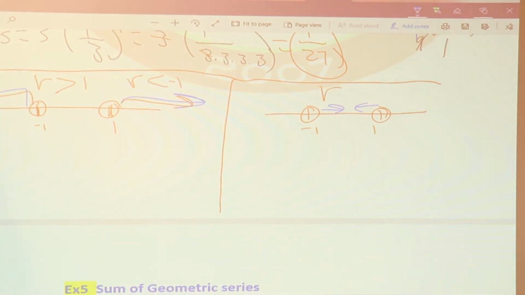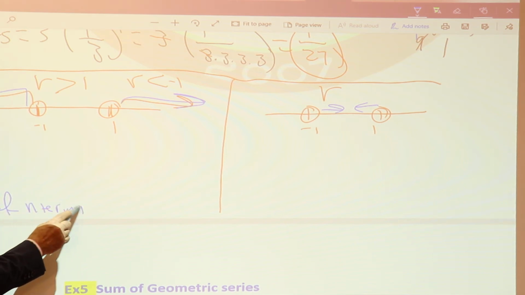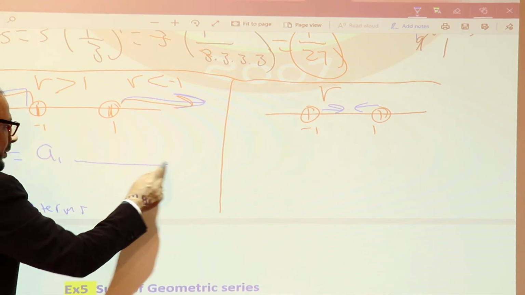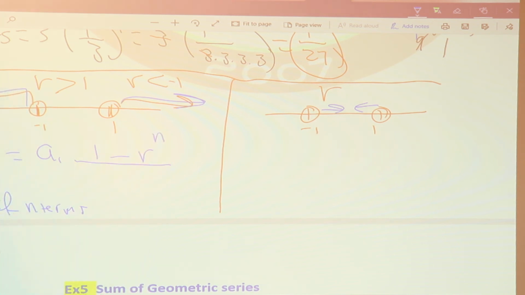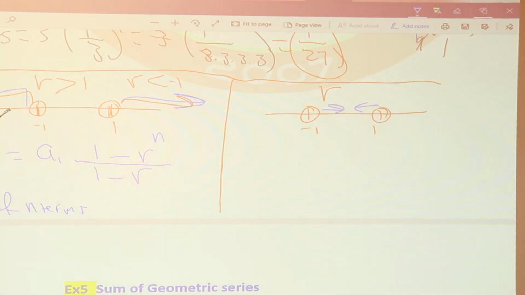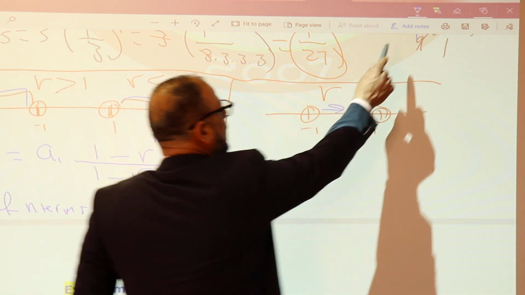And here I get an example. My objective is to find the sum of n terms. The sum of n terms of this one is a1, the first term, times 1 minus r to the n, where n is how many terms I need and r is the ratio, over 1 minus r. Then, in this case, to find the sum of n terms, you have to know how many terms you need, you have to know the ratio, and you have to know the first term. This one is easier.